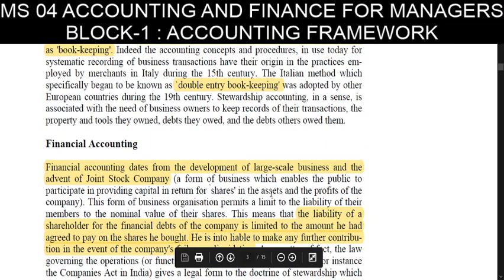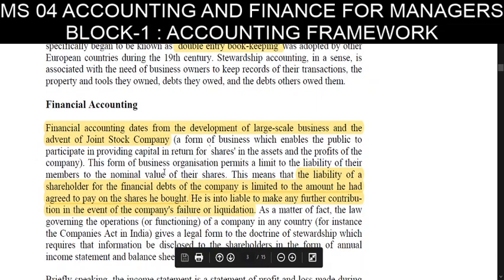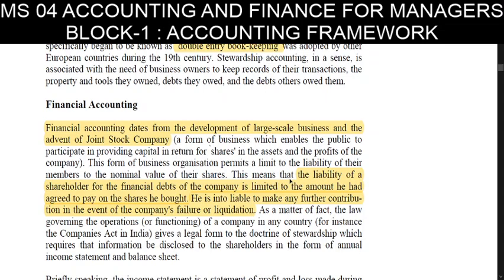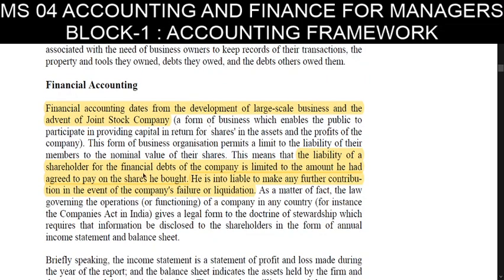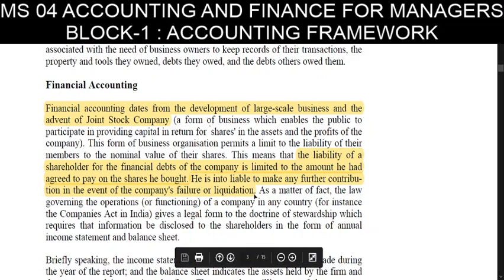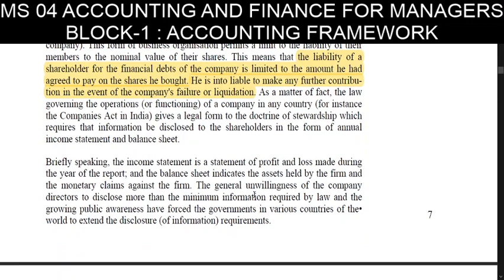Financial accounting dates from the development of large scale business and the advent of the joint stock company. A joint stock company is almost like a limited liability company. The liability of a shareholder for the financial debts of the company is limited to the amount he had agreed to pay on the shares he bought. He is not liable to make any further contribution in the event of the company's failure or liquidation. Unlike a partnership, in a limited liability company the shareholder's debt is limited to their investment in the company. He is not responsible for more than his investment if the company fails.